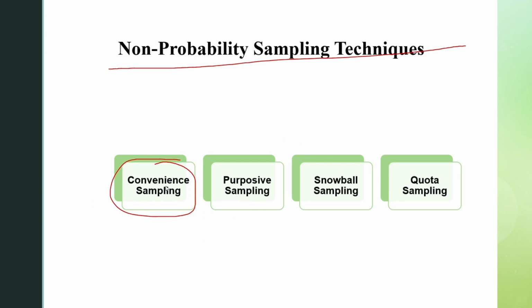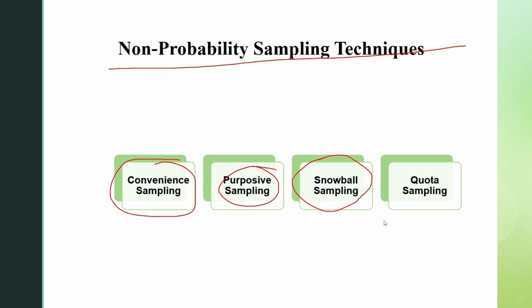Second, we have purposive sampling. Purposive sampling involves selecting individuals based on specific criteria or characters that are relevant to the research questions, and it is used when researchers want to focus on a particular subgroup or when certain individuals have a unique insight or experience. Snowball sampling begins with an initial set of participants who are then asked to refer other potential participants, and it is used in situations where the population of interest is difficult to reach or identify.